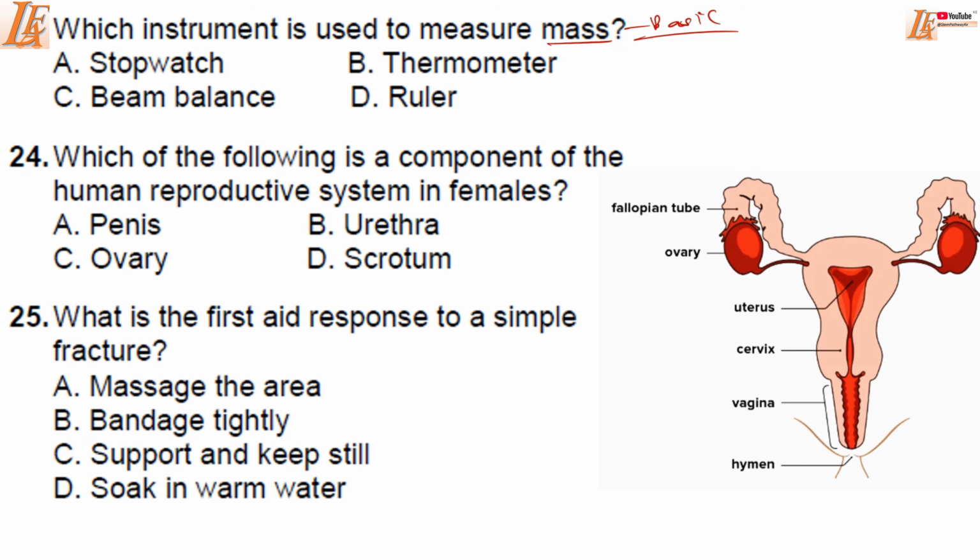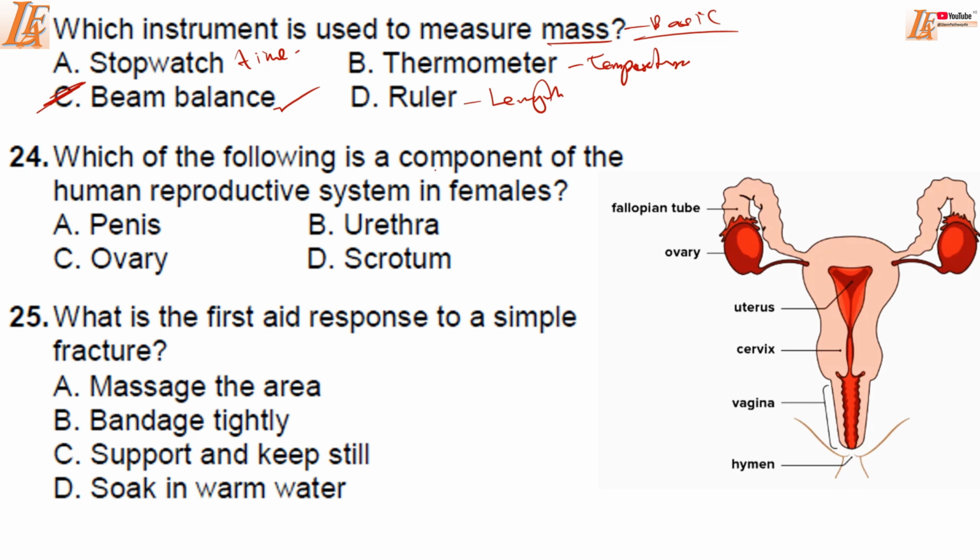Stopwatch, this one is used to measure time, so it can never be used to measure mass. Then B, thermometer. Thermometer is used to measure temperature, so it can never be used to measure mass. C, beam balance. This one is correct. It's used to measure mass. And then a ruler is used to measure length.